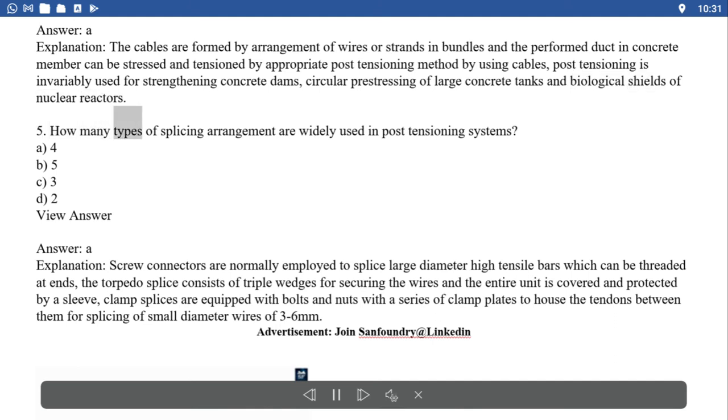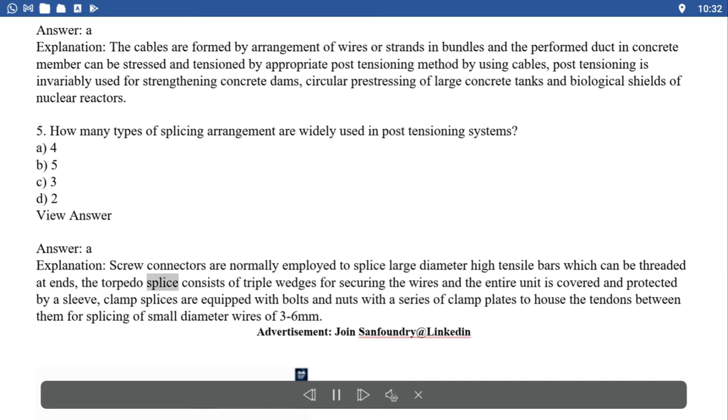5. How many types of splicing arrangement are widely used in post-tensioning systems? A. 4. B. 5. C. 3. D. 2. Your answer: Answer A. Explanation.